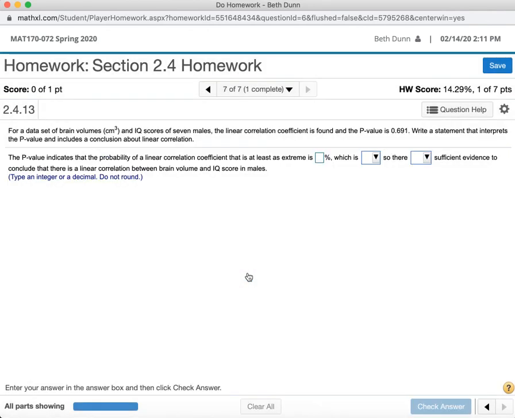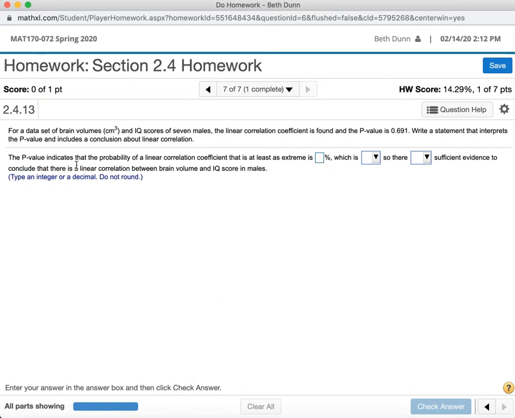Okay. I also heard questions about this question. So for a data set of brain volumes and IQ scores of 7 males, the linear correlation coefficient is found and the p-value is 0.691. Now a p-value is different. A p-value is not the same as R, the linear correlation coefficient. So what we're going to do is write a statement that interprets the p-value. So this p-value is 0.691.